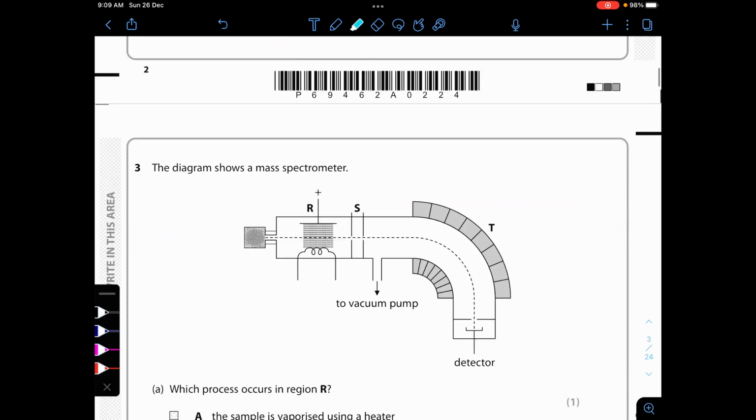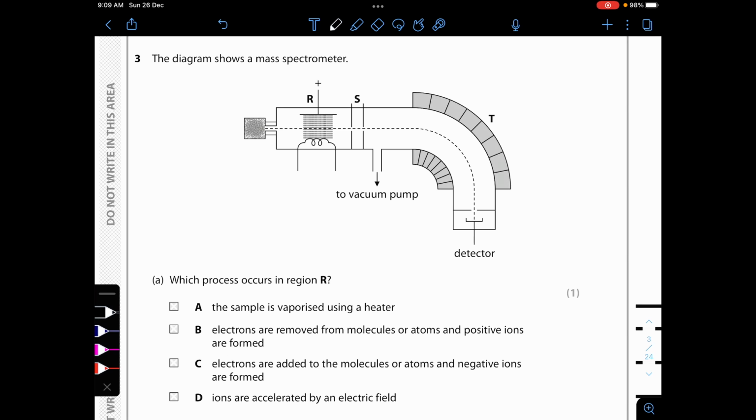Alright, now question number 3. The diagram shows a mass spectrometer. So this is the mass spectrometer here. Which process occurs in region R? So now region R, okay, so let's look at what the options are. The sample is vaporized using a heater. Now that's false because the sample is already vaporized before it even enters the mass spectrometer. So what we can do is cut this option.